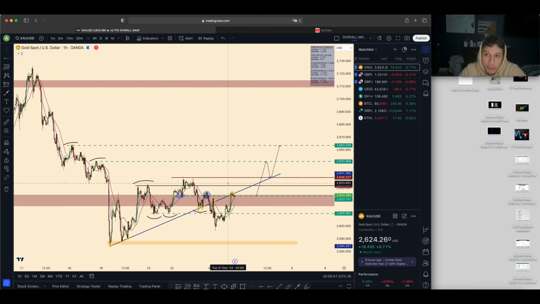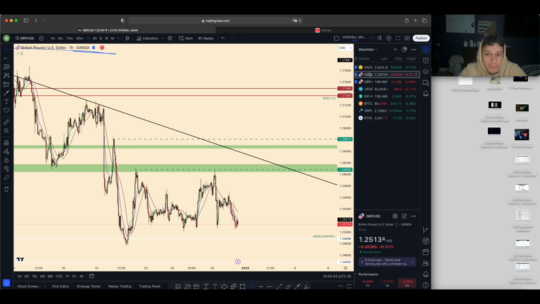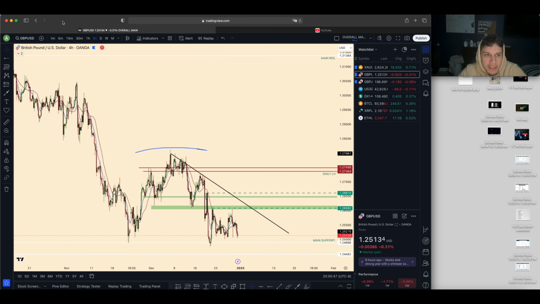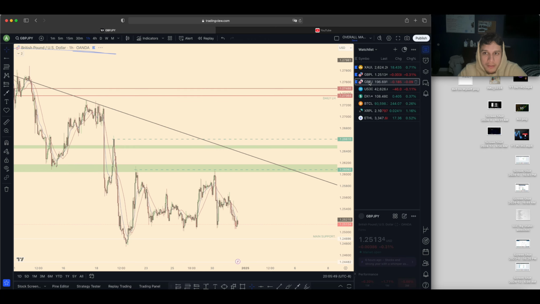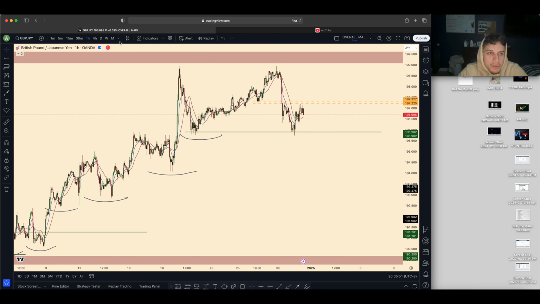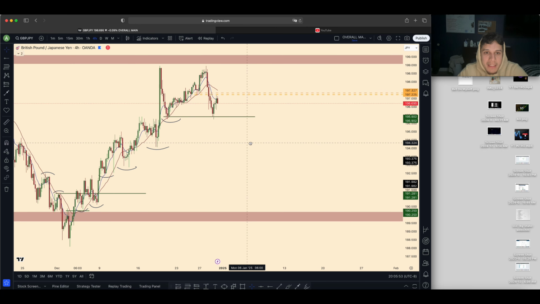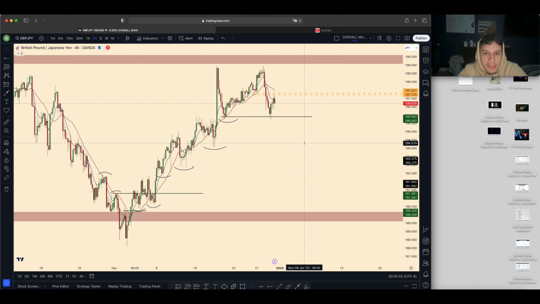So that's going to be the gold breakdown. Let me go ahead and jump into GJ, because GU has just been consolidating and I'm really not messing with it right now. So let's go to GJ. So GJ, I was saying that I am bullish on this pair. Now I am bullish above 196.